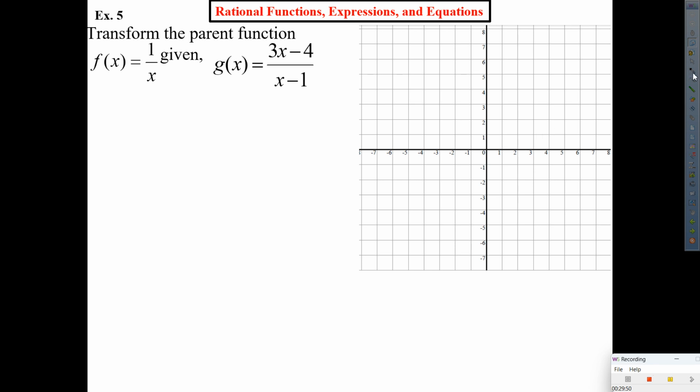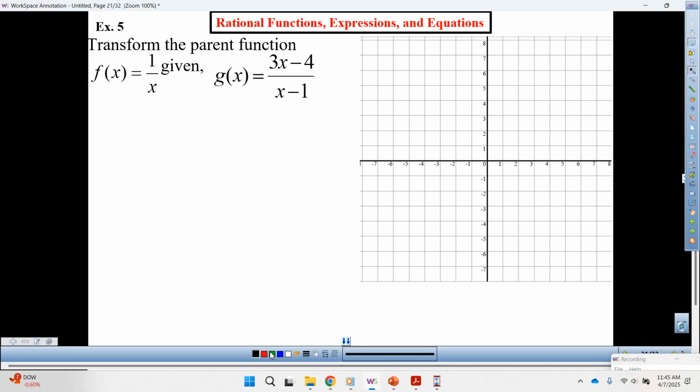All right, for the sake of time, let's graph the parent function together. Our VA, we know it's x equals 0. And our HA, we know it's also 0. So at 0, 0. However, then 1 to the left, 1 down, 1 to the right, 1 up. All right, there's our parent function f of x.